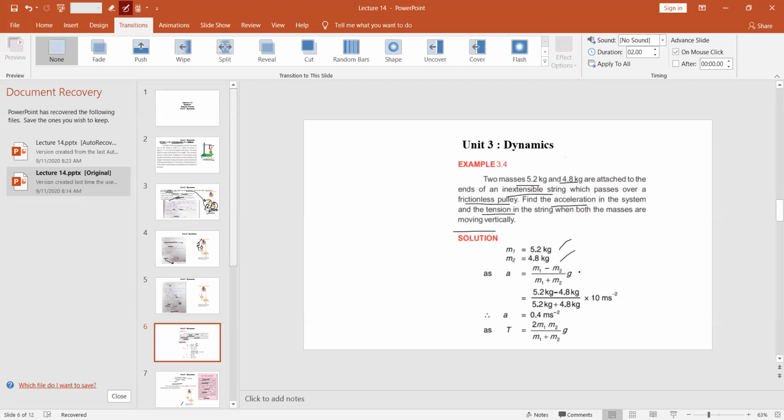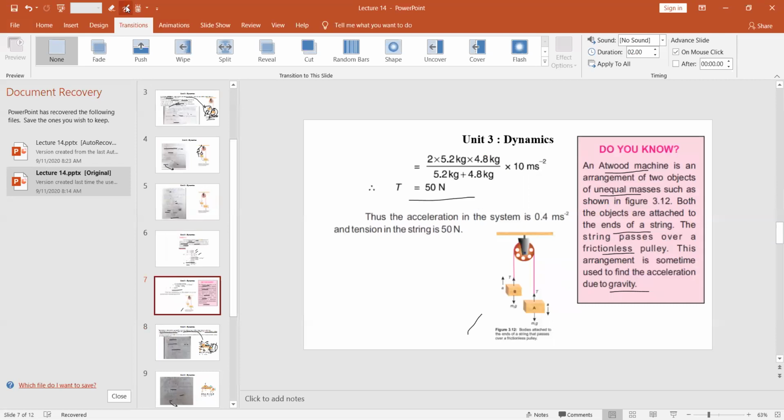You just need to memorize the formula and put the values in the formula of acceleration, and you get the value of A. Similarly, you know the formula of tension. You just put the values in the tension formula, and you get the value for tension, right? In this way you can solve this example, but you have to keep in mind the motion of the bodies. If it's in vertical motion, then this formula will work, right?